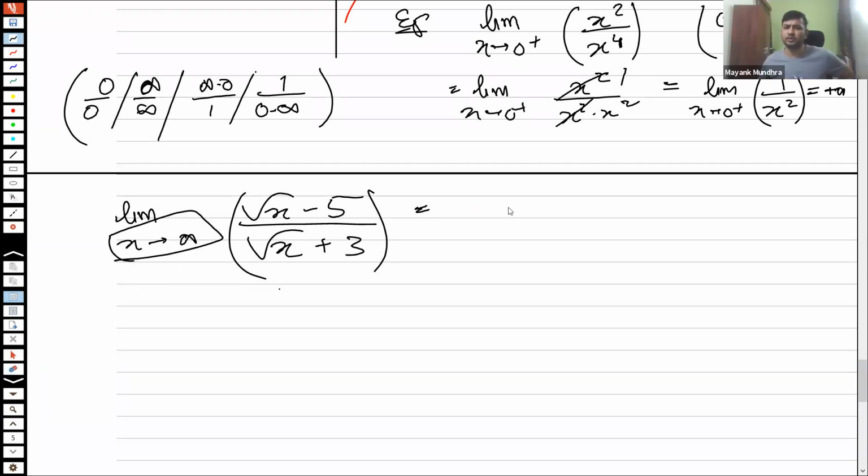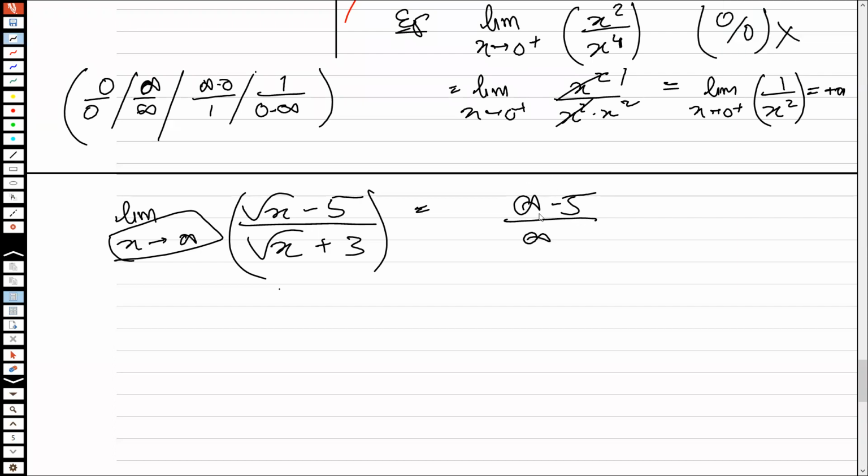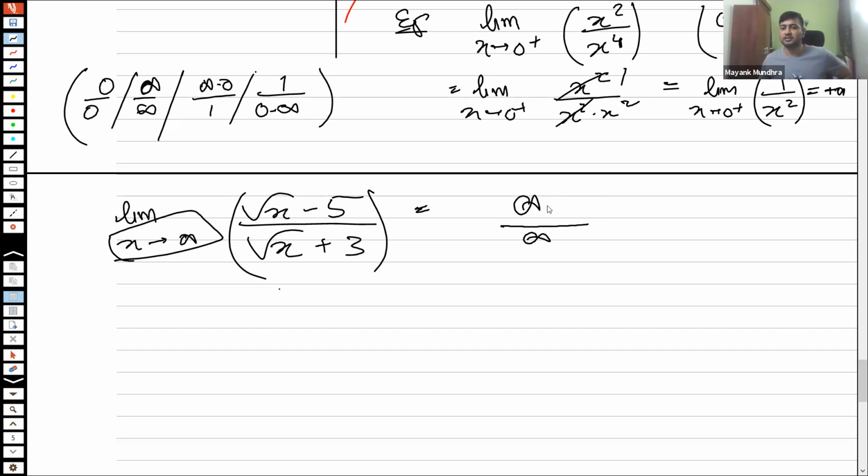First of all, you need to do infinity. What is infinity minus 5, Kashish? No, infinity is a very large number. Infinity minus anything is infinity, unless it is infinity minus infinity. So infinity minus 5 is infinity, and infinity plus 3 is also infinity. So this is basically infinity by infinity format.